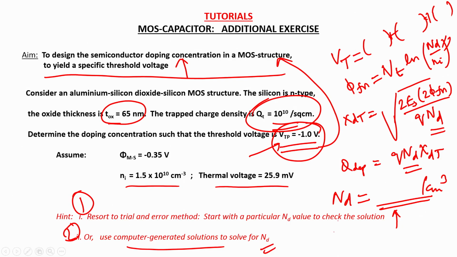You can take this problem as an exercise, and when you solve it you can find that the answer comes to be 2.5 into 10 power 14 per centimeter cube.